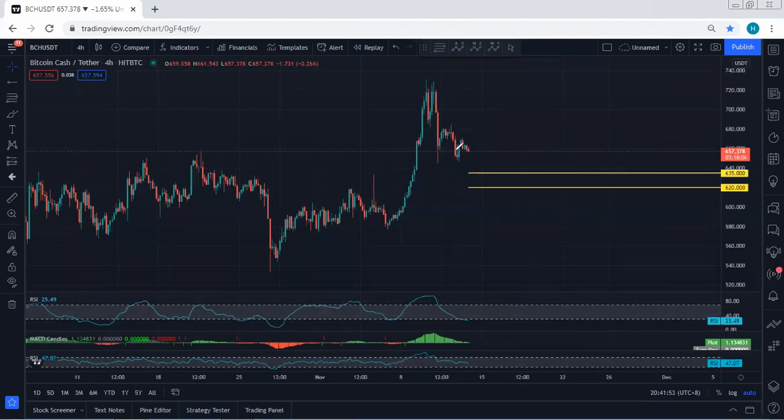But how deep this correction can be, if the price breaks the lowest price, we can expect the price to drop to 635 followed by 620. The best thing is we see the reversal, we do the breakout of this zone, because if the price broke 620, we can even expect the price to drop to 540.